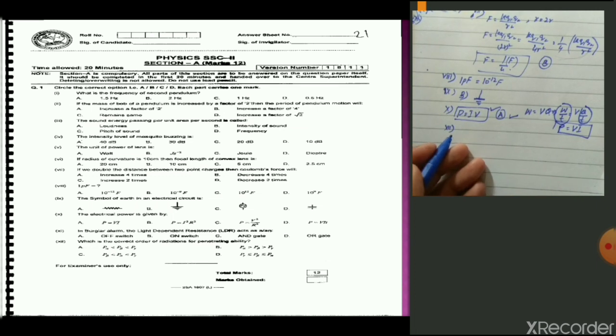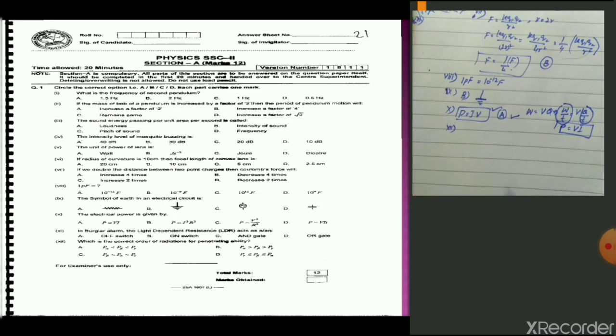Now question number 12: Which is the correct order of radiations for penetrating ability? Means there are three radiations: alpha, beta, and gamma radiations.